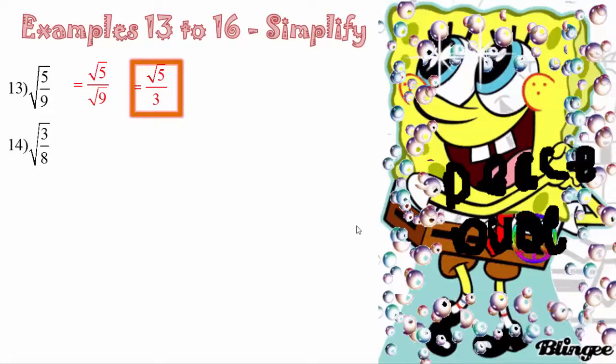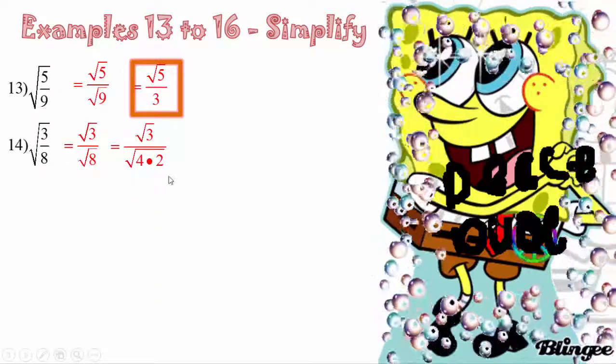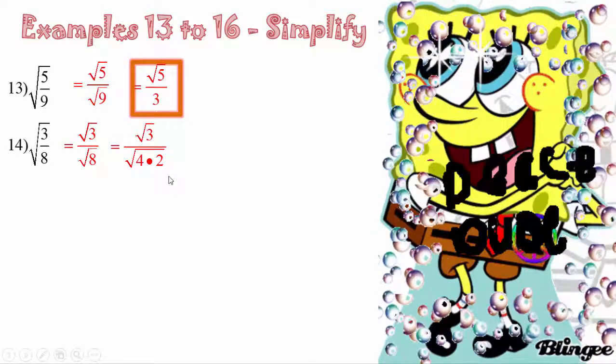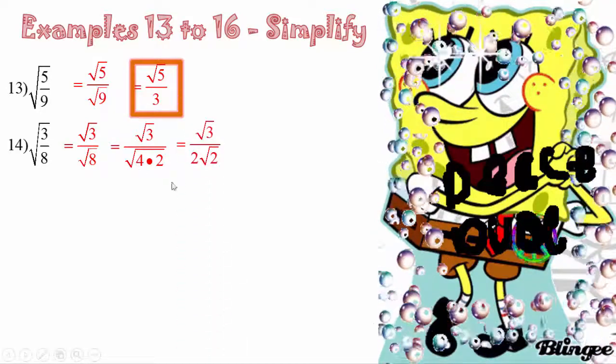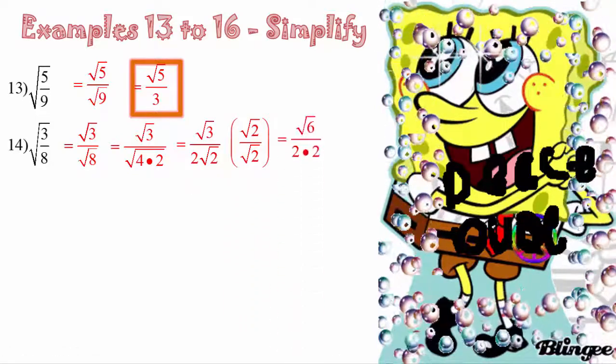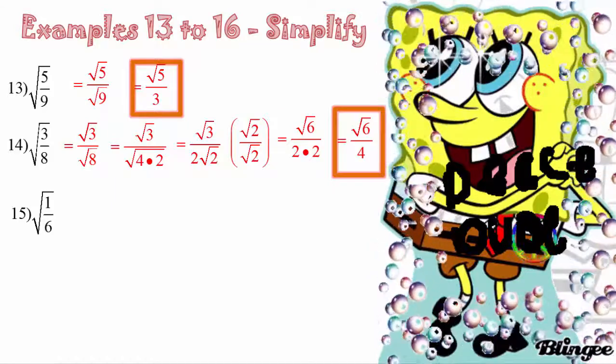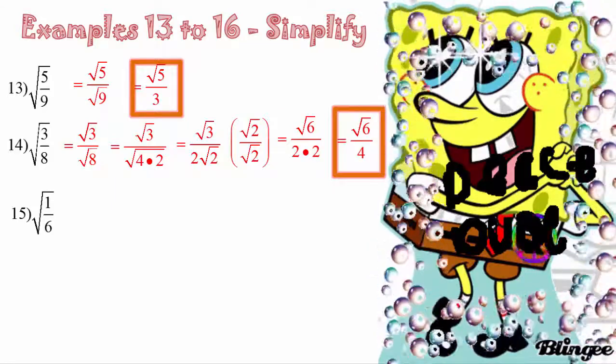Reviewing what we just did for 14, we separated into two radicals on the top and the bottom. In the bottom one, we saw that we have a hidden perfect square, so we put the square root of 4 times 2. We saw square root of 4 is a perfect square, and then we rationalized the denominator in order to get square root of 6 over 2 times 2, which is square root of 6 over 4, and that was our final answer. In example number 15, we have the square root of 1 over 6, so let us work this one out on the whiteboard. All of that underneath, so then I can break it.